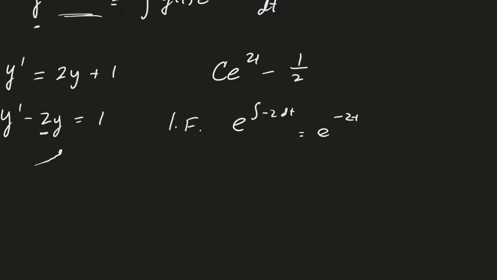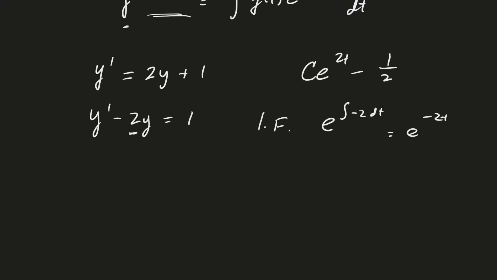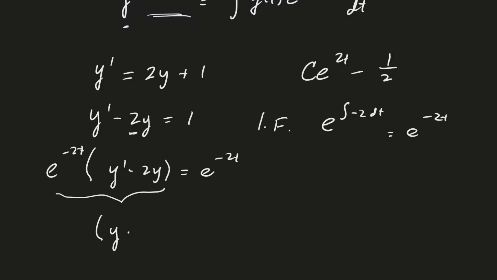Multiply both sides by e to the minus 2t. Y prime minus 2y equals e to the minus 2t. Now, again, the whole purpose of this computation was to be able to write this as y times e to the minus 2t, prime.